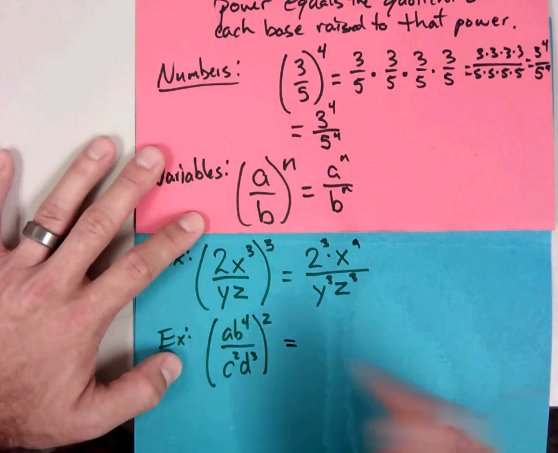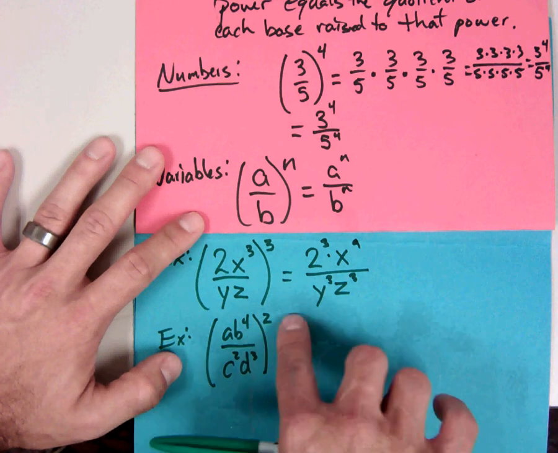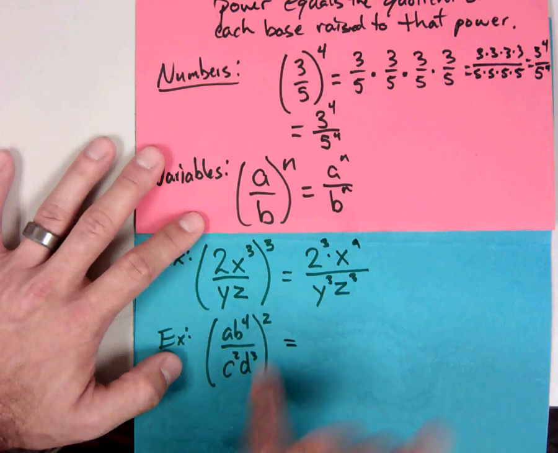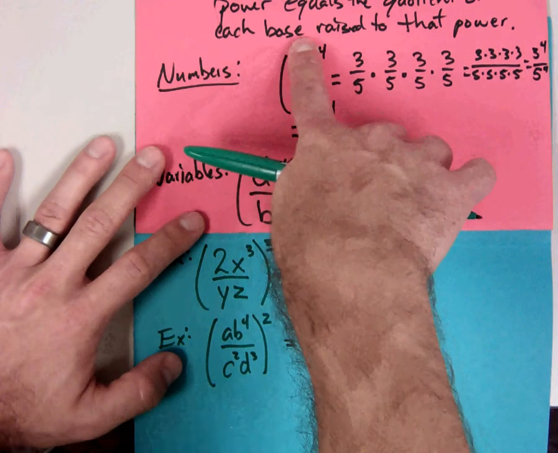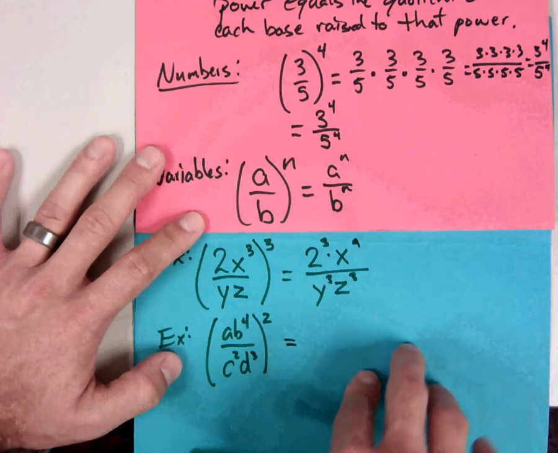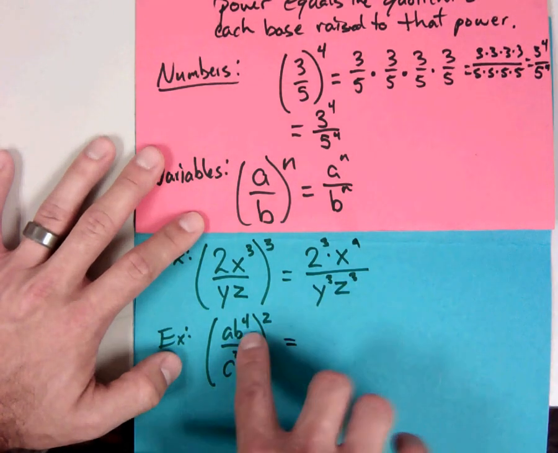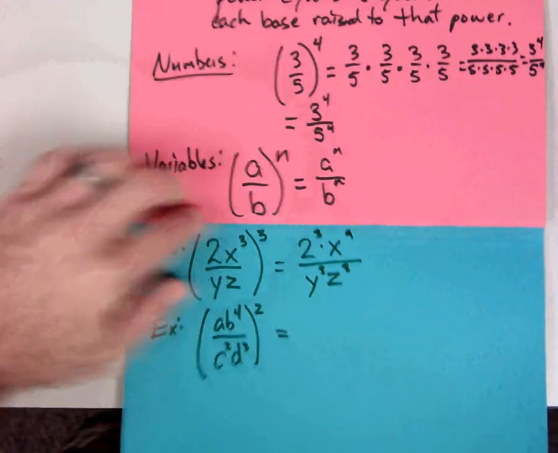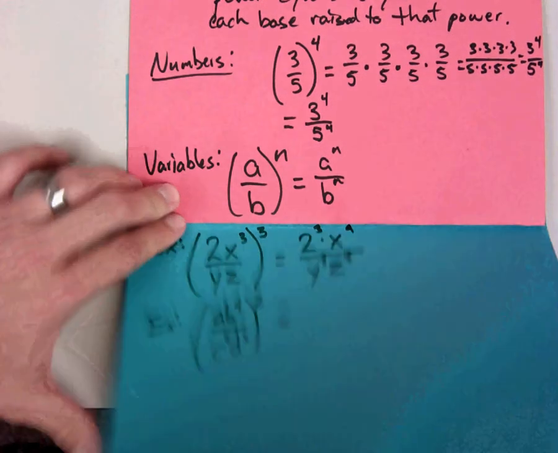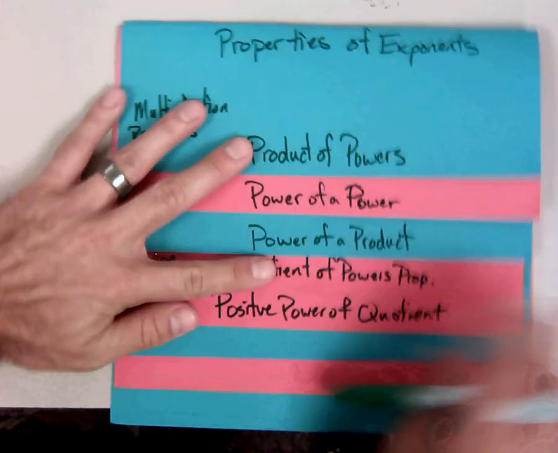So remember, distribute the square, the power of 2, to each base. Each base will be raised to that power. Remember here, a power to a power, multiply. All right, now we're going to finish up. We have the negative power of a quotient property.